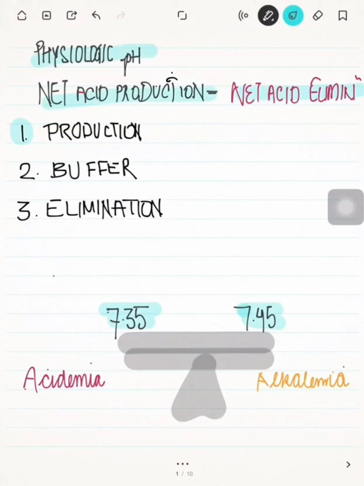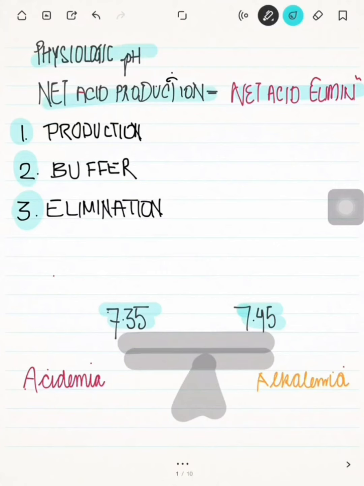Physiologic pH is necessary to prevent enzyme inactivation and denaturing. It is maintained between 7.35 and 7.45. The basic principle of acid-base physiology is that net acid production is equal to net acid elimination. This process can be broken down into three separate stages.